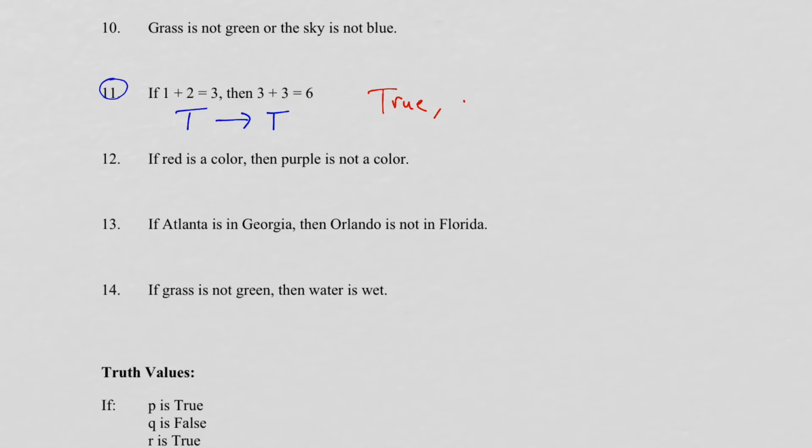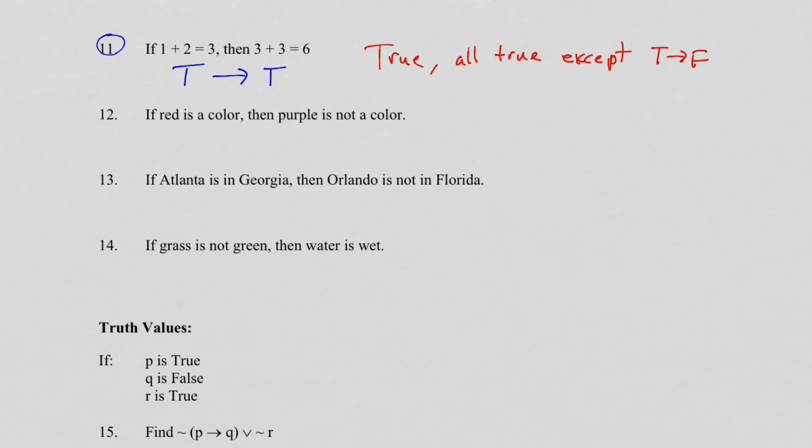So let me just write. So this is all true except this scenario right there. Okay. Now, number 13. Atlanta is in Georgia. That's true. Then Orlando is not in Florida. And that is false. Okay, so this is the exact scenario, the case where the if-then is false. This is the only case. So this is false.